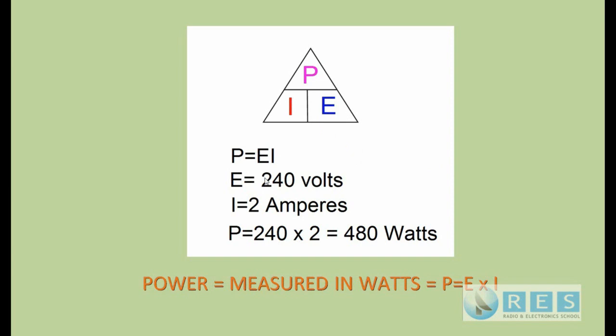We're going to do a calculation for power. We are told that the voltage is 240 volts. We are told the current is 2 amperes. We know that P equals E times I, so P equals 240 volts multiplied by 2 amperes, which gives us 480 watts. The unit of power is the watt.